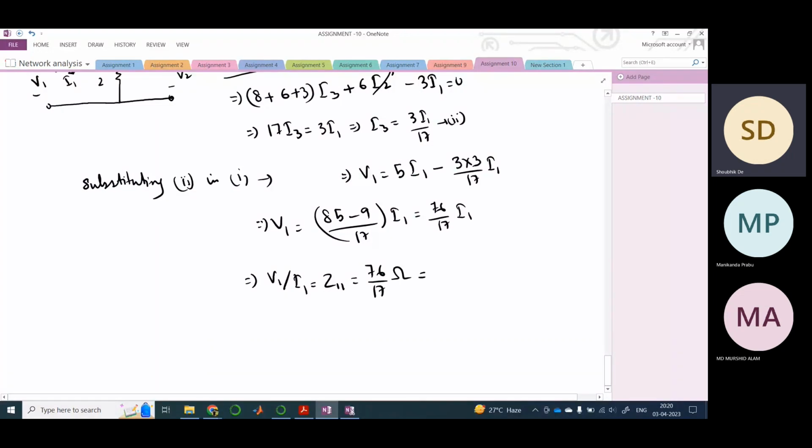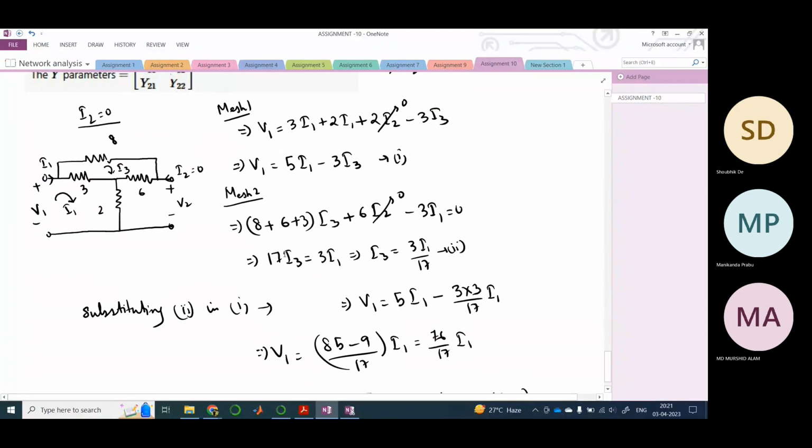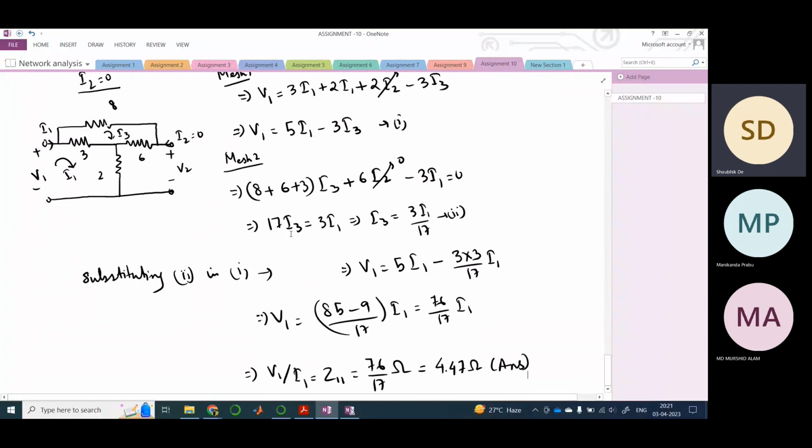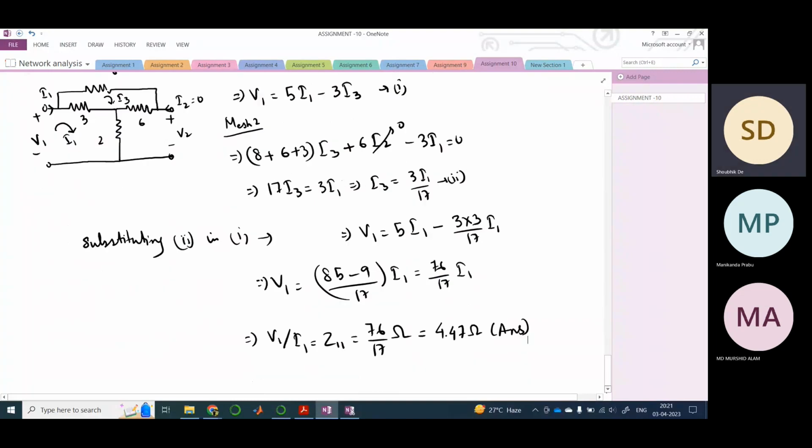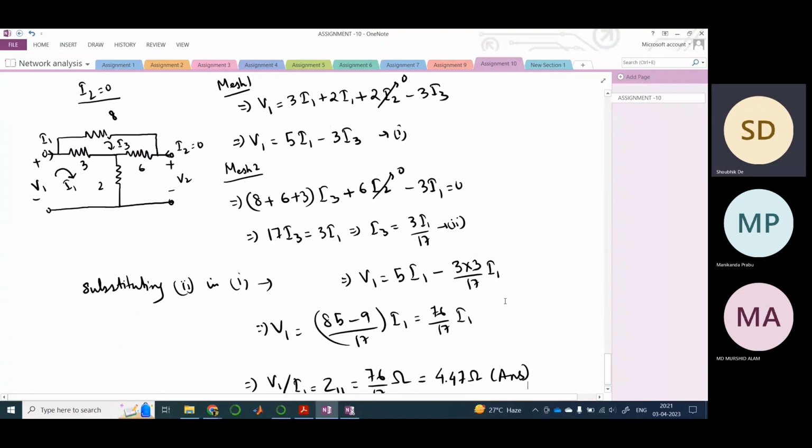Can anyone tell me what is 76 by 17, the value? 4.47. So this is the value of Z11. This is one answer. I hope this is clear. This should be clear, simple KVL. Okay, so this is clear now.